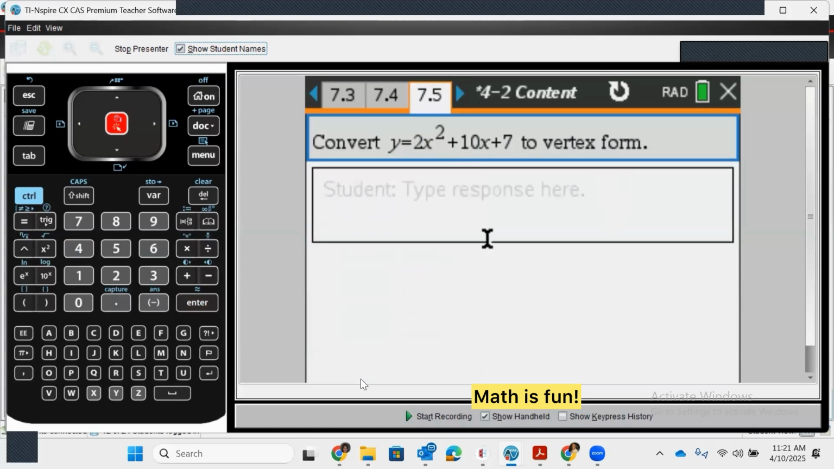Okay, so we're gonna convert this to vertex form. So what do we gotta do first? Tell me what to do and I'll write it. What does step one tell you to do? Convert. Not yet, that's not the first step. Are you reading your book? Or you could go back to the calculator steps.